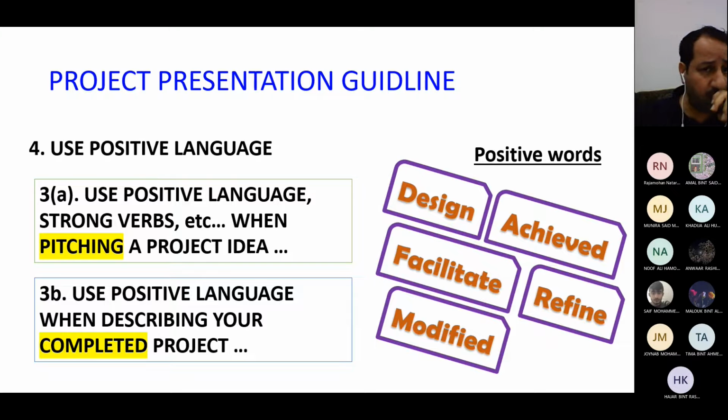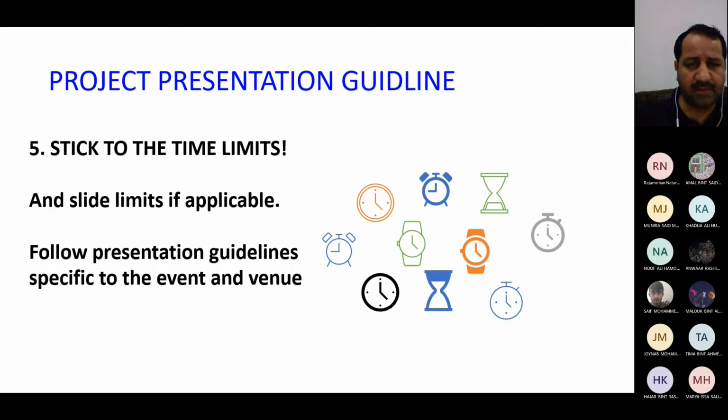Use positive words or language such as design, achieved, facilitate, refine, modify. Always try to contain these positive words in your project, thesis, and even presentation. Stick to the time limits.